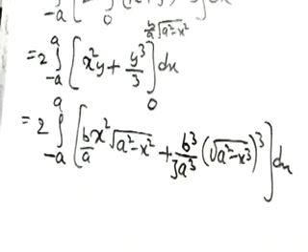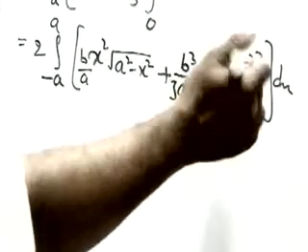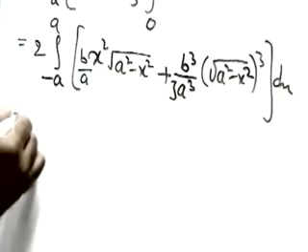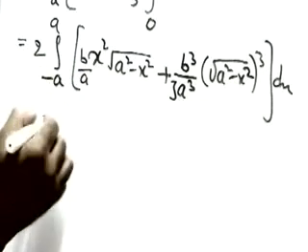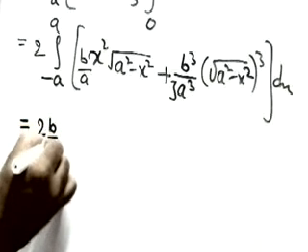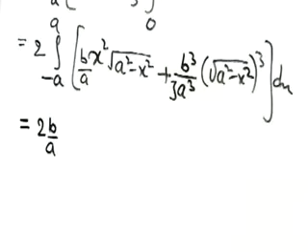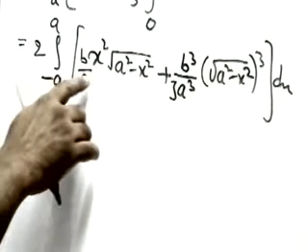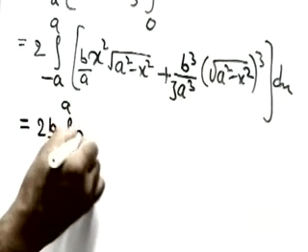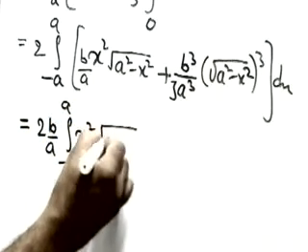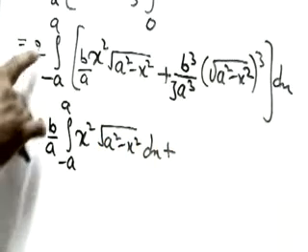Now let me separate these two. See here, this is x square. Now we can write like this: 2 into, take out this outside, this will become b by a. Watch carefully. What is left here? Integration from minus a to a, this will become x square into under root of a square minus x square dx.